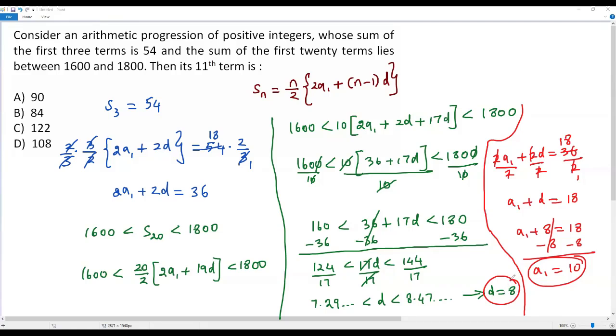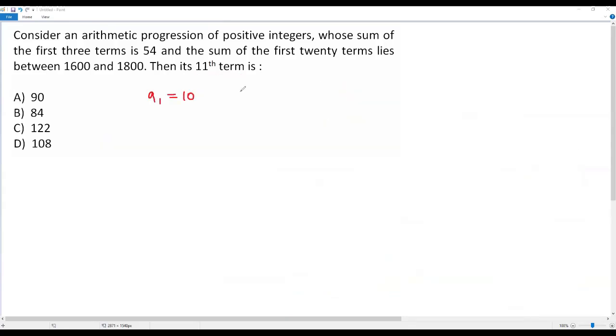Using the values of the first term a1 and the common difference d, we will be able to get the value of the 11th term of the given arithmetic progression. Now let me erase this and continue the problem. Here we got that a1 is equal to 10 and d equals 8. Already we know the nth term, or general term, of an arithmetic progression. The formula is an equals a1 plus n minus 1 times d.